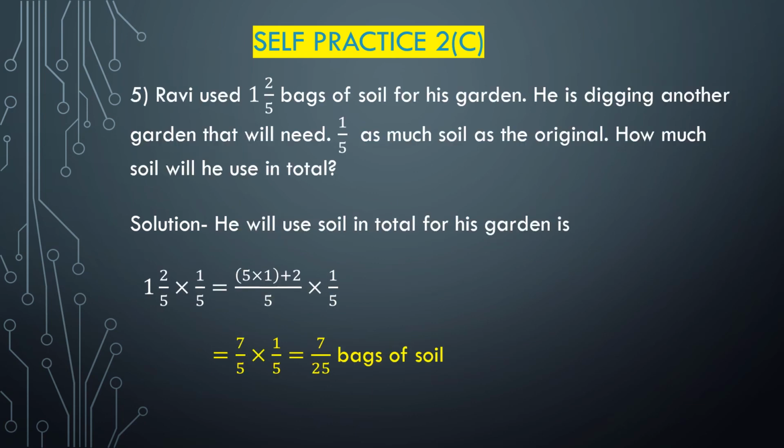Now we solve this word problem. Question number 5. Ravi used 2 divided by 5 bags of soil for his garden. He is digging another garden that will need 1 divided by 5 as much soil as the original. How much soil will he use in total? Ravi will use soil in total for his garden: 2 divided by 5 multiplied with 1 divided by 5.